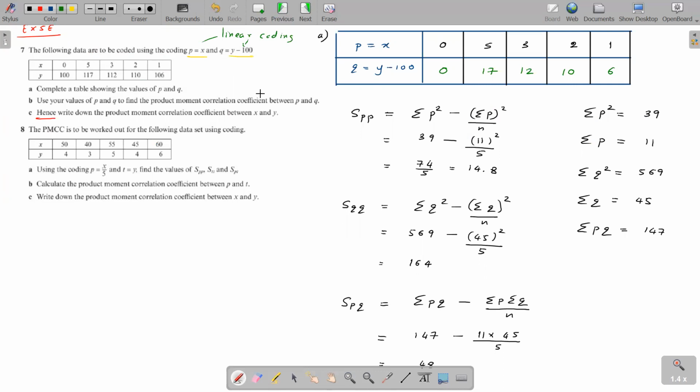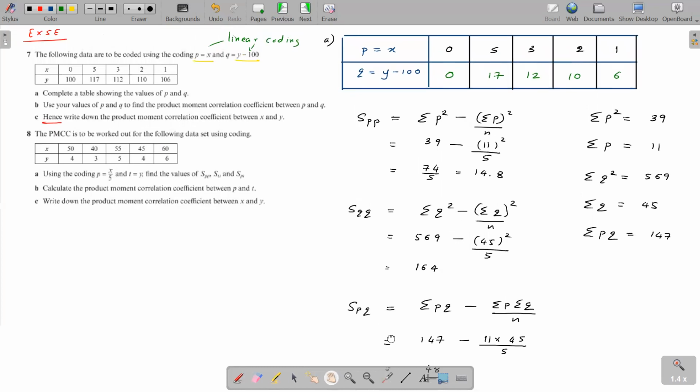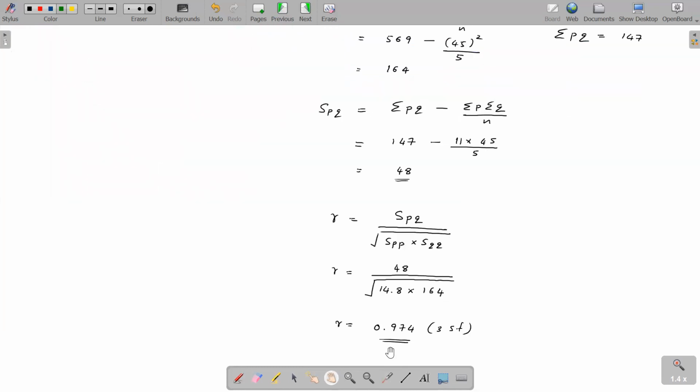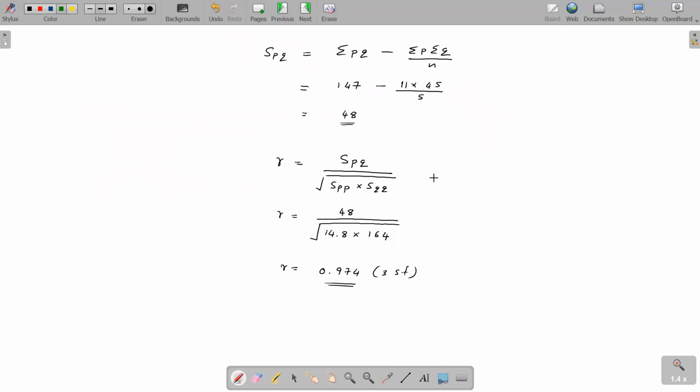If you are involved with linear coding, guys, the R value between P and Q is the same as the R value between X and Y. If you really want to check it out, you can manually calculate it for your own growth and see why they are the same. So the R value between X and Y is also 0.974. They don't change. It's the exact same answer.